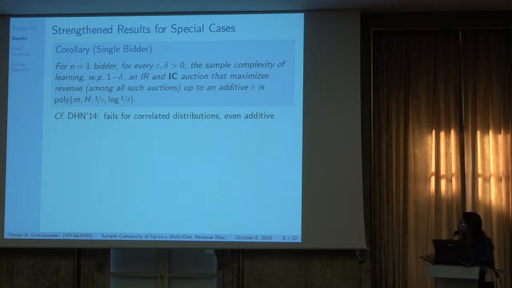And so we have epsilon BIC in the general case. For special cases, we have stronger corollaries. For a single bidder, we can learn an exactly IC auction. This is also new. This should be compared to Dhangwatnotai et al. from 2014 that shows that for correlated distributions, even additive, you need exponentially many samples. So we show that if distributions are independent, even in our very general model, polynomially many samples suffice.